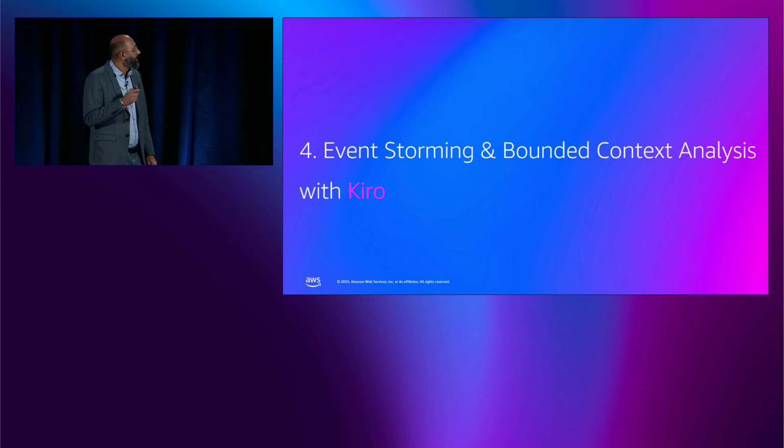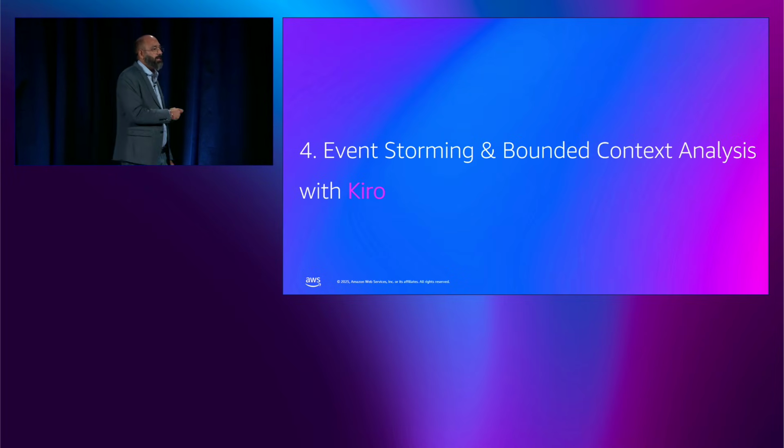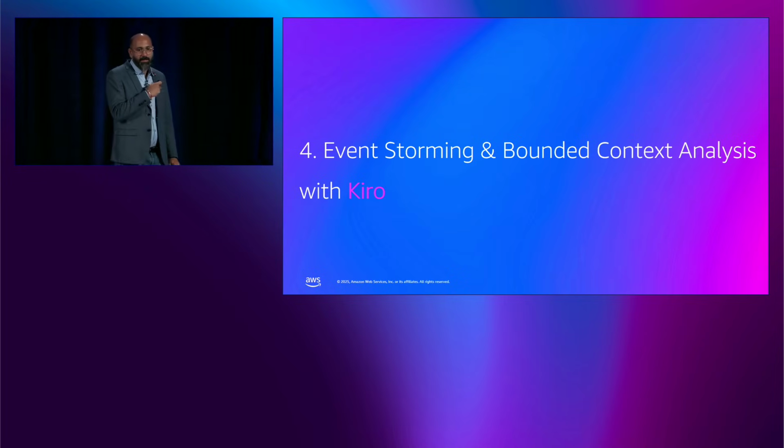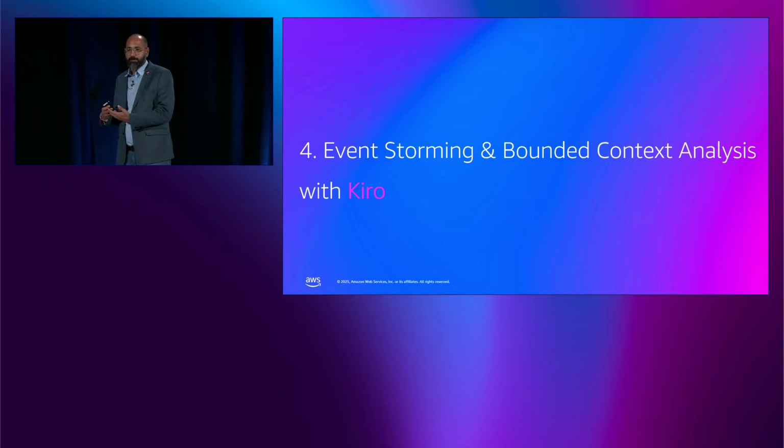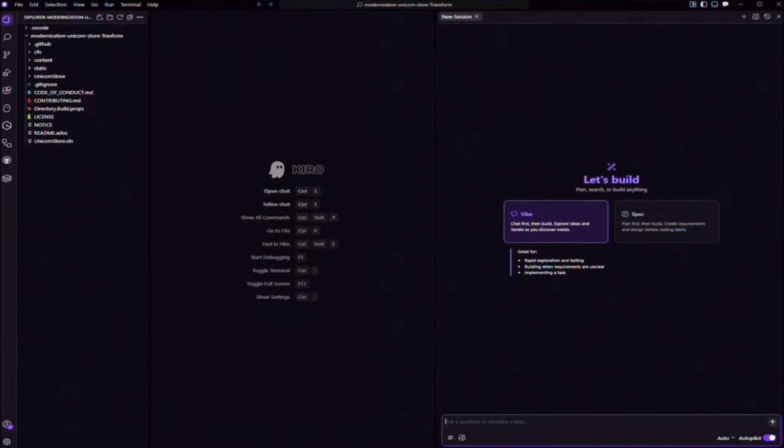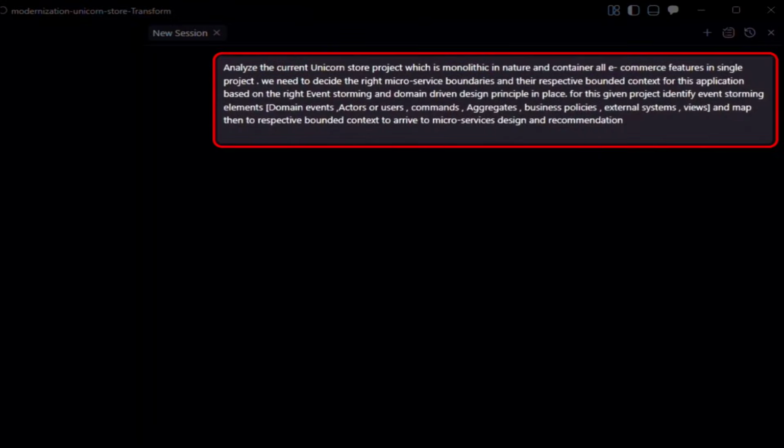granularity. And now let's see how GenAI can help us accelerate this entire event storming and domain-driven design-based analysis for our given application. So we again leverage Kiro here. We have already done the transformation of our Unistore application to .NET 8. Now we ask Kiro to perform the event storming analysis for us. So we provide a prompt.